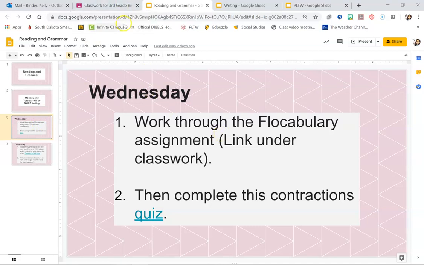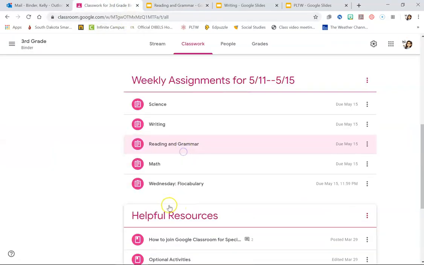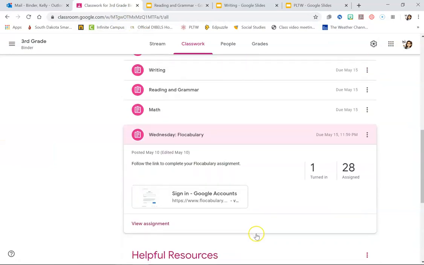The vocabulary assignment is right here at the bottom. If you see that Wednesday vocabulary, you're going to have to click login with Google, sign in with Google. Then over on the side, there'll be little yellow circles for what your assignment is. I think I assigned three things for you to do: the video, the vocabulary game, and then the read and respond questions. They should have little yellow circles telling you that that's an assignment.